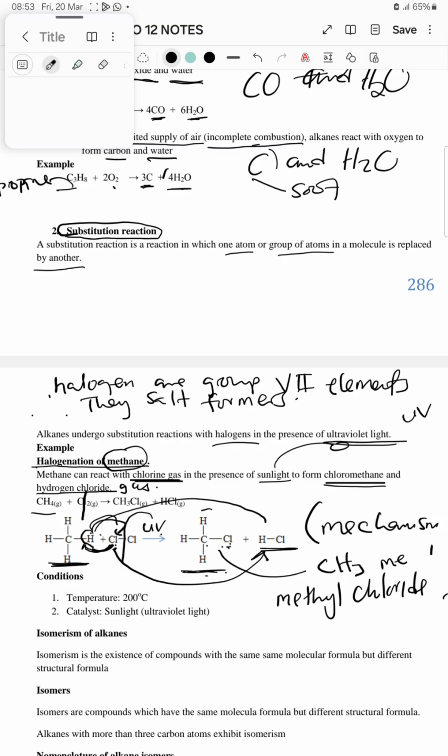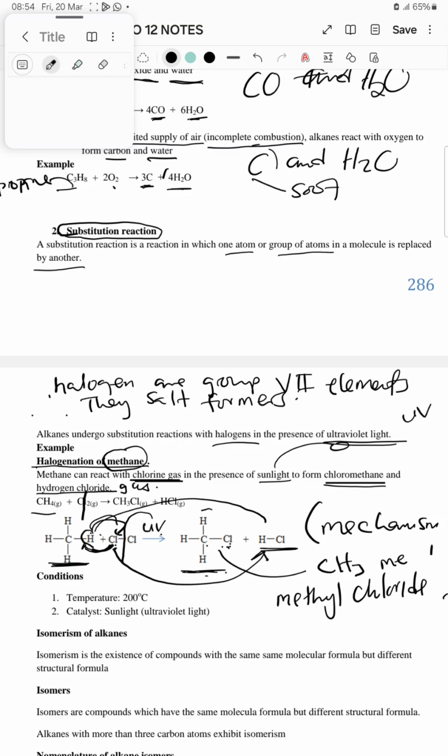hydrogen chloride gas. So in summary about substitutional reaction, we are saying that a substitutional reaction is a reaction in which one atom or group of atoms in a molecule is replaced by another. So meaning the catalyst is going to be the what? The UV, which is going to break the bond between chlorine and chlorine, so that one of the chlorine goes and substitutes one of the hydrogen, and that hydrogen is going to combine with the other chlorine which remains to form hydrogen chloride.